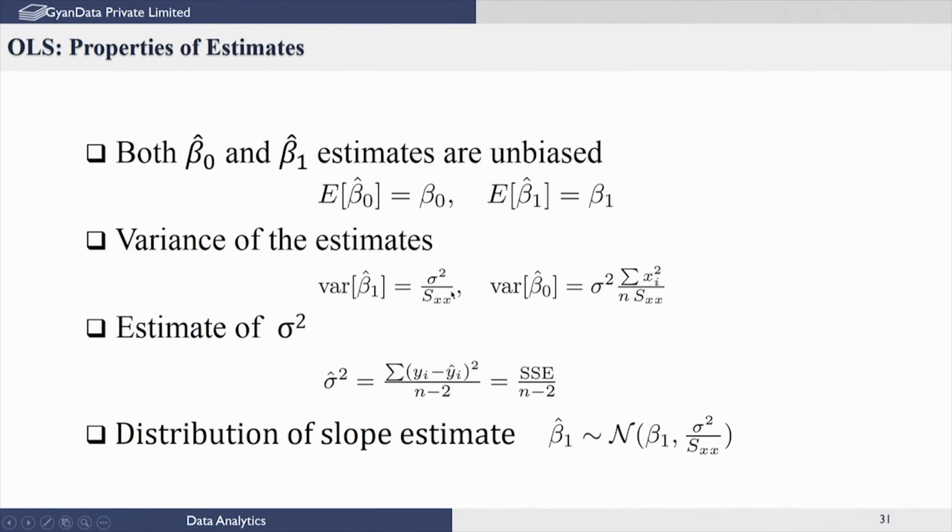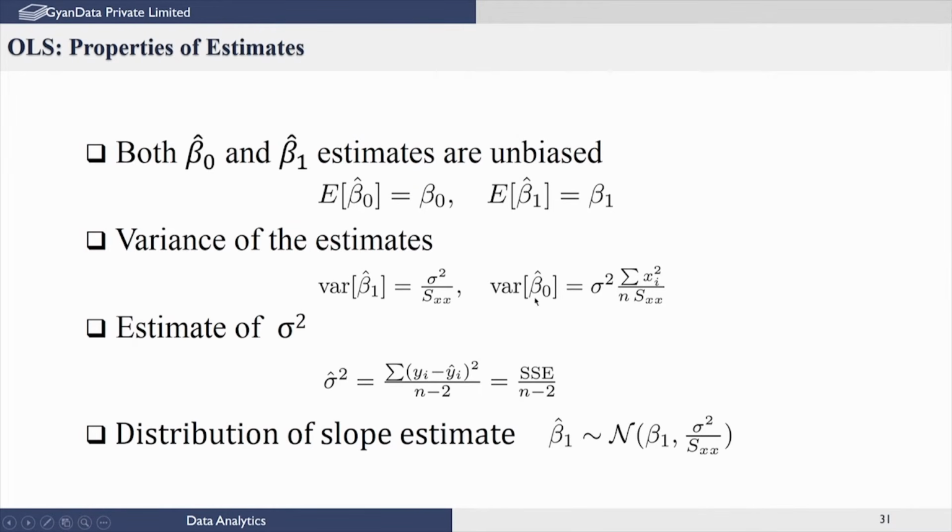Sxx represents the variance of x, or x minus x bar the whole squared, summed over all the samples, whereas sigma squared represents the variance of the error that corrupts the dependent variable y. So, sigma squared is the error variance, and Sxx is the variance of the independent variable. This ratio we can show will be equal to the variance of beta 1 hat.